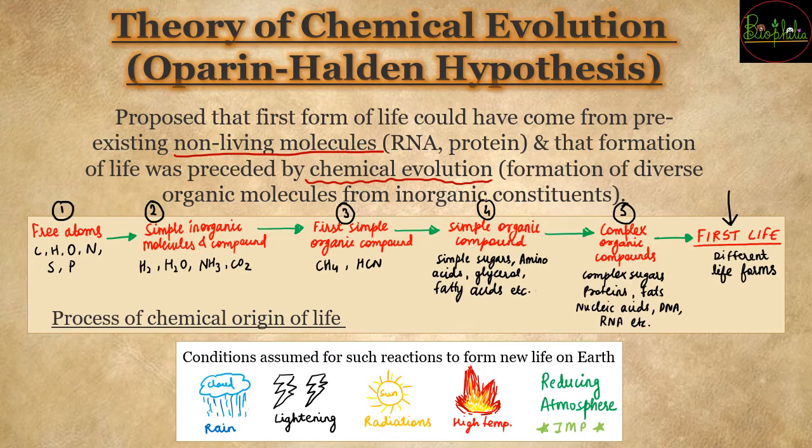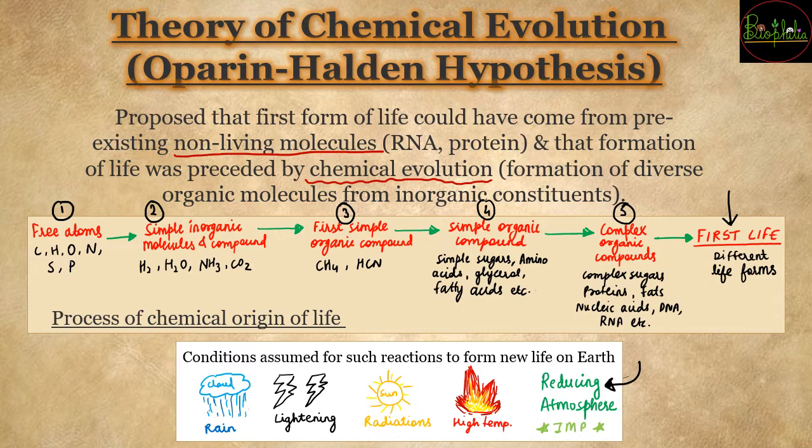Second is lightning. Lightning, because there were a lot of reactions happening on the old earth, so lightning was evident there. Nowadays you can also see lightning, but it is not very frequent. There it used to be very frequent. Radiations coming from the sun, that is UV radiations, were a lot more than the radiations we have today. There was a lot of high temperature, and the most important part was that it had a reducing atmosphere, whereas now on the present earth we have an oxidizing atmosphere.